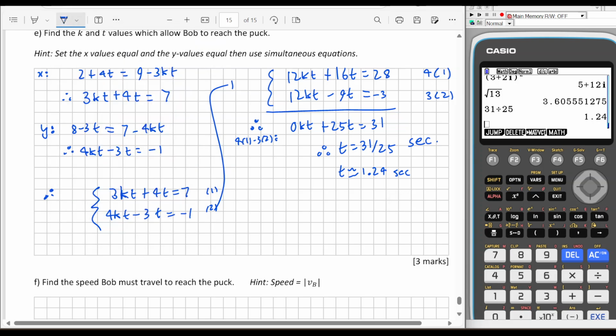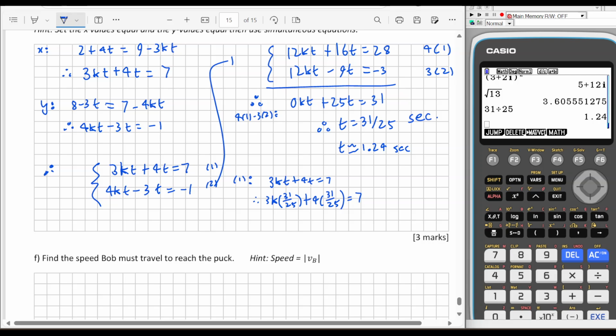Pick any equation. So you could pick equation 1 from all the way back here. So 3kt plus 4t is 7. So 3k, now we know what t is. It's 31 over 25, plus 4 lots of 31 over 25 equals 7.